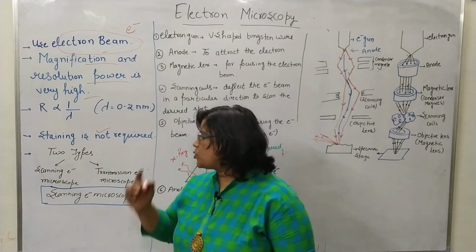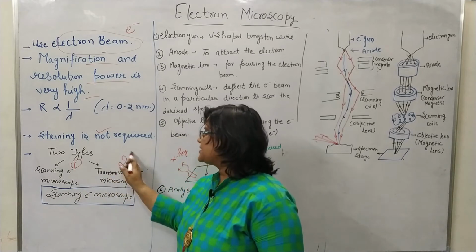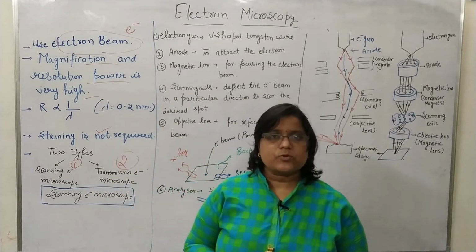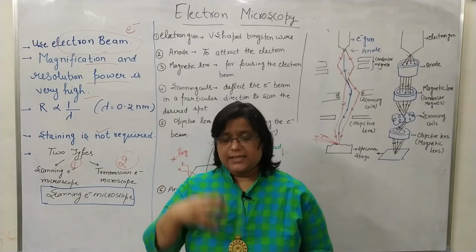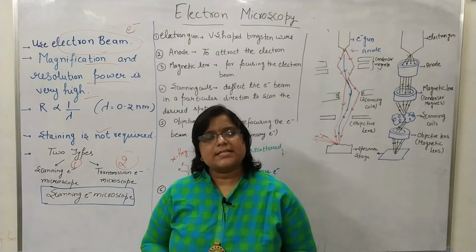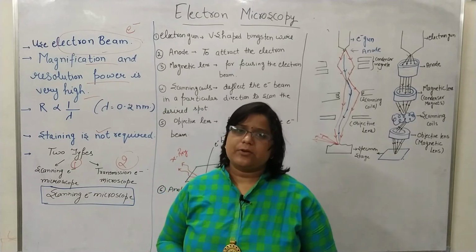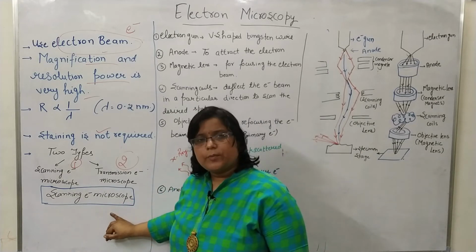The electron microscope has two types. First is the scanning electron microscope and second is the transmission electron microscope. We will discuss in two parts. In this part we will discuss the scanning electron microscope, and in the second part we will discuss the transmission electron microscope.